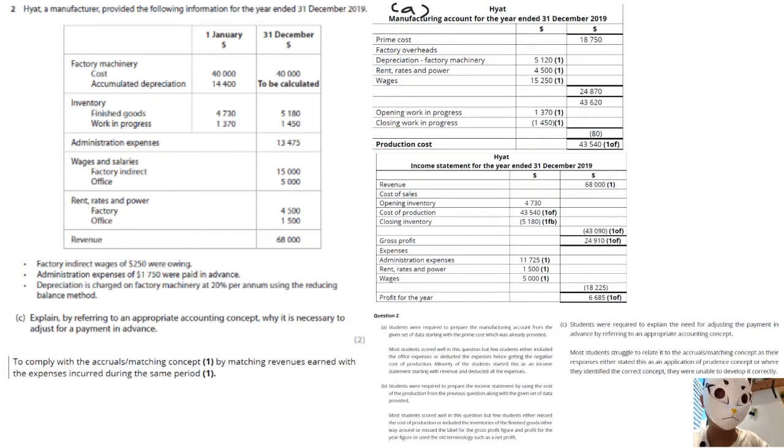For part B, candidates need to prepare an income statement. For part C, there's a short question here. Let's take a look one by one. For part A, candidates need to do the manufacturing account starting with the prime cost. After you grab the prime cost, you need to put down the next items.